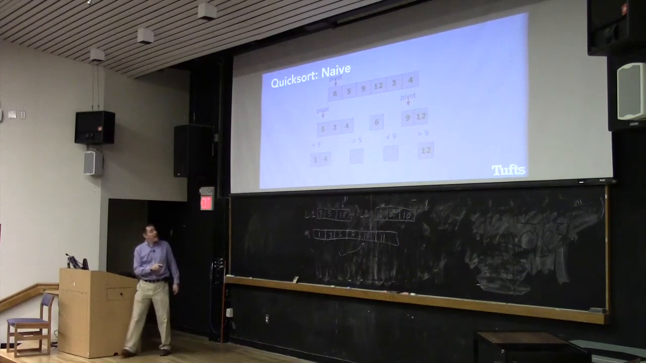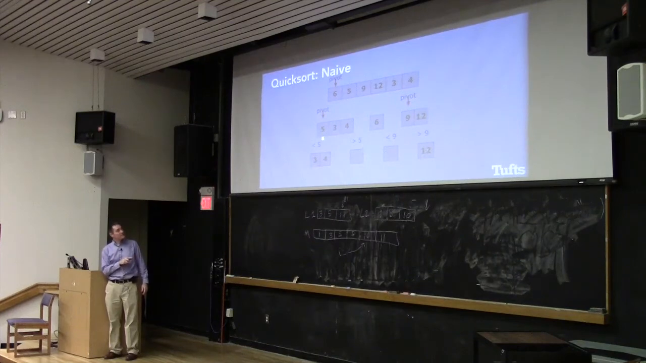And then you do it again. Now you say, let's pick the pivot as 5. And so now all the elements less than 5 are on one side, and all the elements greater than 5 are on the other. But guess what?